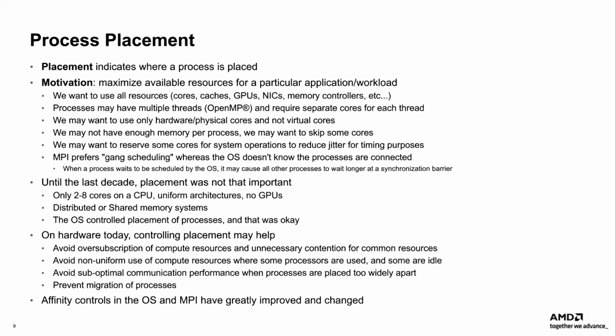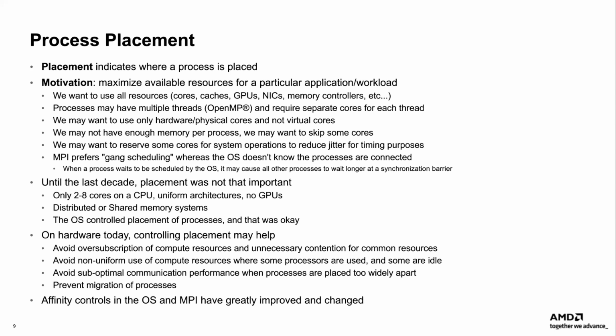So process placement indicates where a process is placed, what resources it's going to use. The motivation for us is to maximize the available resources for a particular application or workload. Let's take some examples. Sometimes maybe we want to use all the resources. Or processes may have multiple threads and require separate cores for each thread. In some cases, we may want to use only the physical cores, and not use the extra virtual thread that's running on that core. Or maybe we want to have enough memory per process. There's a lot of memory requirements, so we may have to skip some cores.